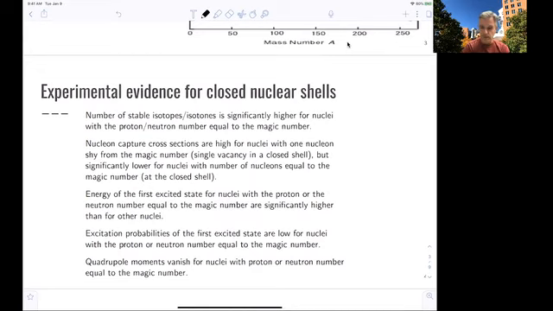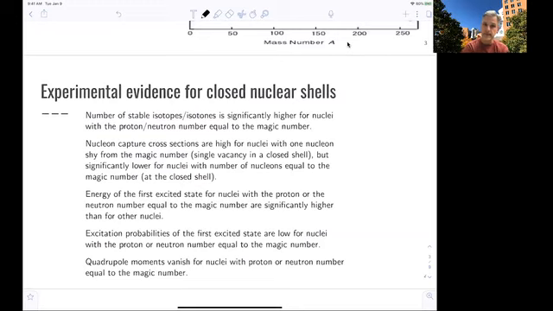So again, the experimental evidence is numerous. We find that the number of stable isotopes or isotones is significantly higher for nuclei with a proton or neutron or both numbers equal to one of those magic numbers. The nuclear capture cross-sections, meaning the likelihood to capture a proton or neutron, are high for nuclei where exactly one nucleon is missing from a magic number, but significantly lower for nuclei with a number of nucleons equal to the magic number, meaning that there is this concept of a closed shell.